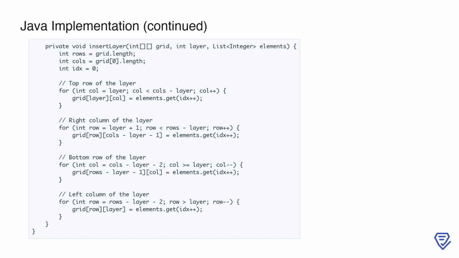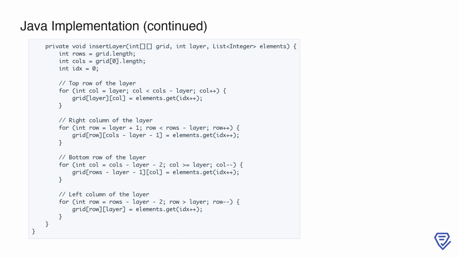To do this, we initialize an index variable, idx, to track our position in the rotated list. Starting with the top row, we iterate from left to right, assigning each element from the list to the corresponding grid cell. Next, we move to the right column, filling it from top to bottom with the appropriate values. For the bottom row, we traverse from right to left, assigning values as we go. Finally, we handle the left column by iterating upward, filling in the remaining positions.